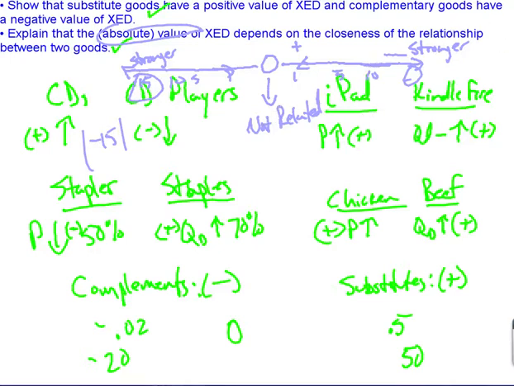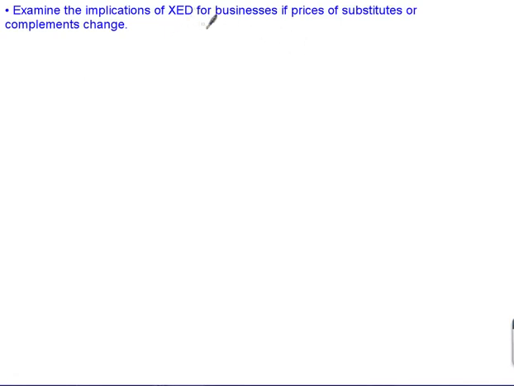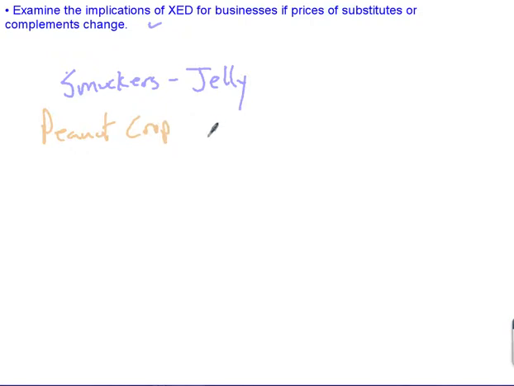So one last thing. Examine the implications of the cross-price elasticity for businesses if prices of substitutes or complements change. And so let's go back to Smucker's. All right, and they make jelly. So last year in Georgia, we had a bad issue with peanuts. All right, the peanut crop. I believe it was drought. It may have been a disease. I don't recall. But we lost a fair chunk of the peanut crop, and I'm going to make this number up. I think it's close, but we lost something like a third of the peanut crop.